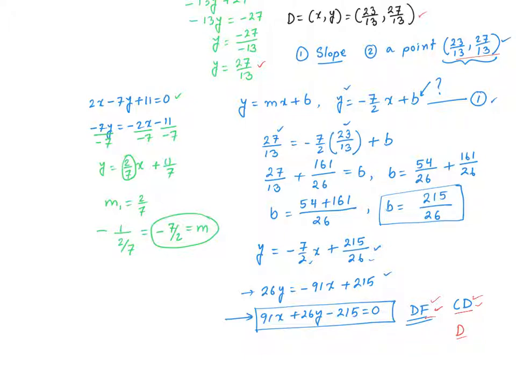And once I find the slope of DF and I have a point on the line, I can use the slope intercept form of the straight line, which is y is equal to mx plus b, and then plug in the point of intersection, which is D, x and y coordinates, and solve for b. That gives me the y-intercept. Once I've got the equation, I just simplify it and I get the final equation to be this.